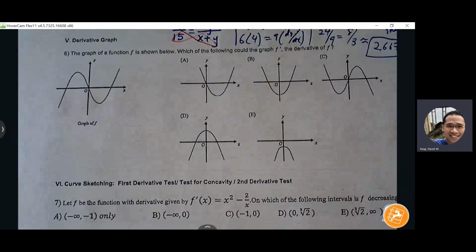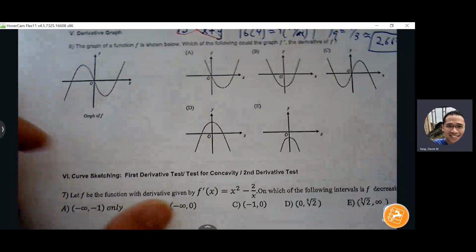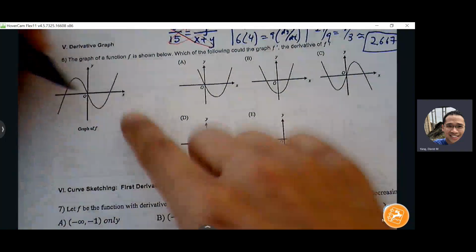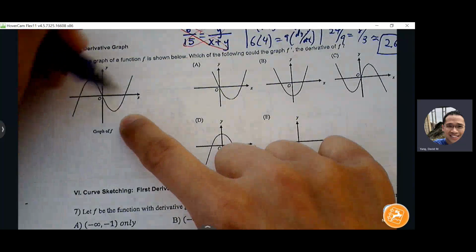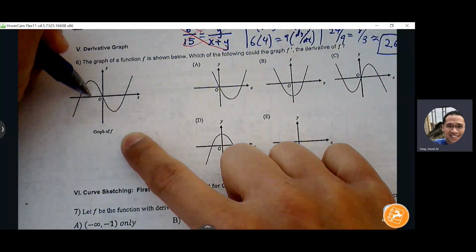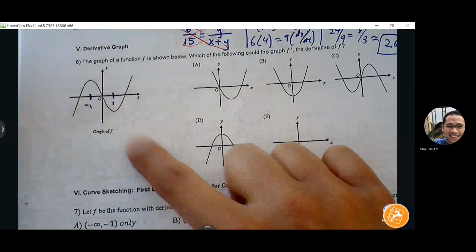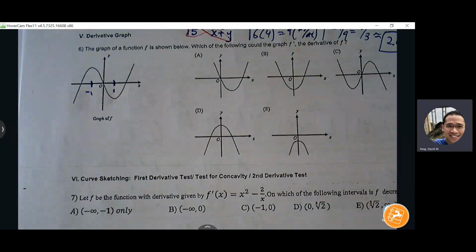Okay, number 6, now we're looking at derivative graphs here. It says the graph of the function f is shown below. Which of the following could be the graph of f prime, or the derivative of f? So we know the derivative of f is showing the slope of every point here. So I'm just going to give myself some random numbers to target here, since the numbers are showing up here. I'm going to call this 1, -1. I'm going to call this 1 here. Just to have some numbers to work with.